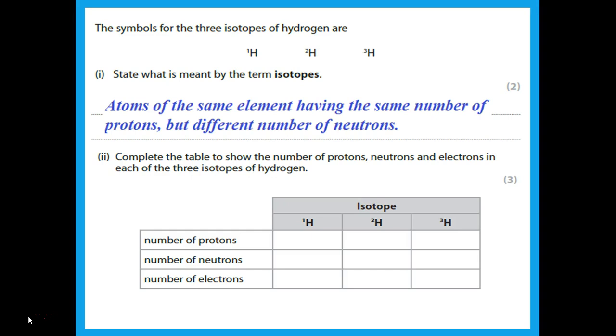Okay. Now for these, these are hydrogens, and you should realize that you look at the periodic table and you look for the atomic number of hydrogen. The atomic number of hydrogen is 1. So the number of protons is 1 in all of them. Now the number of neutrons will be the big number that is written, which is the mass number, minus 1. So 2 minus 1, 3 minus 1, that's my number of neutrons. And the number of electrons is the same as the number of protons.